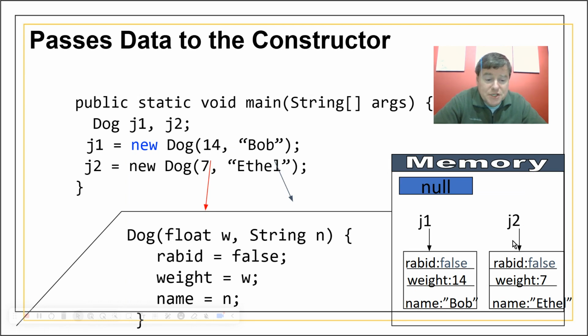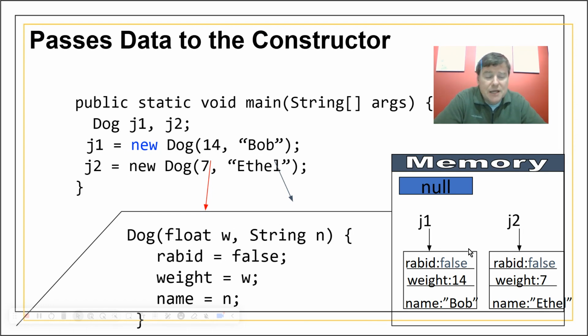Now, a very important thing to notice about this chart down here is that J1 is a dog called Bob, and J2 is a dog called Ethel. They are both separate from each other. J1 and J2 are two separate dogs. There are two dogs in this world. We still only have one class dog. We've only declared what a dog is once, but we have two instances of a dog that have now been created, Bob and Ethel. And so these two instances will continue life for the remainder of the program completely independent from each other.